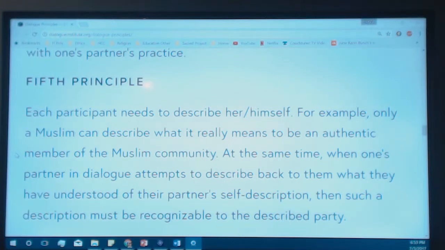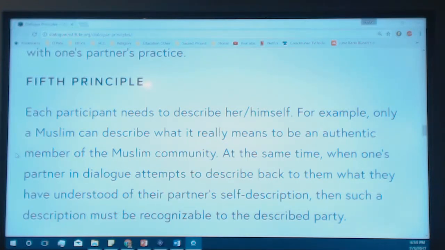Well, similar to the previous rule about honesty, sometimes it's difficult to know who you are, and yet you have to be able to know who you are for this fifth principle. Only you can describe yourself. Anyone else is not going to be able to describe exactly who you are, all your experiences. However, in your description, in defining who you are, the other person should be able to see that description in you.